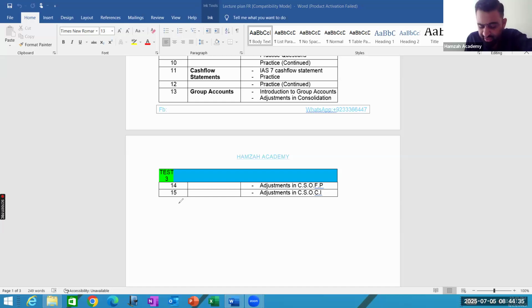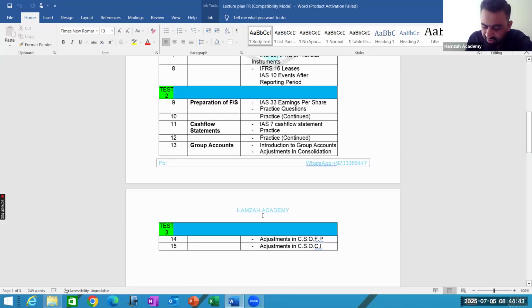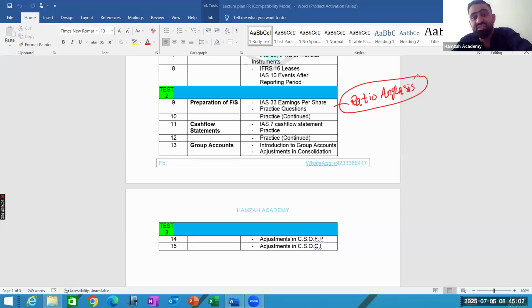And there will be another topic which we will be covering here, which I have confined in the preparation of the financial statements. The name of that topic is ratio analysis, interpretation of the financial statements. That will be another area which we will be covering here.